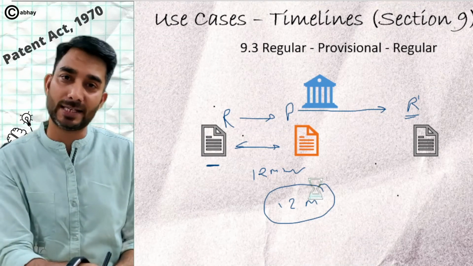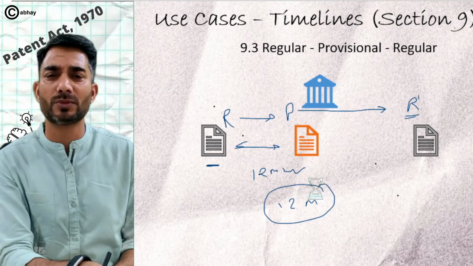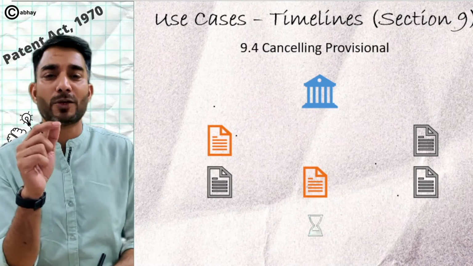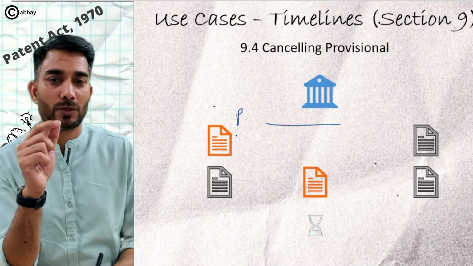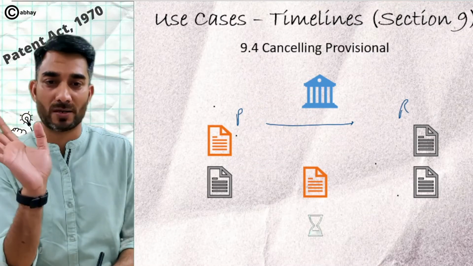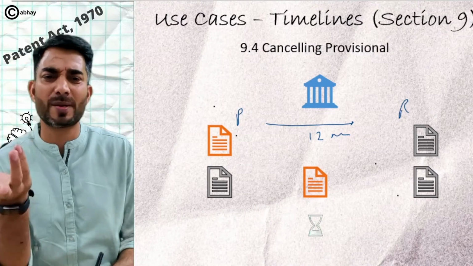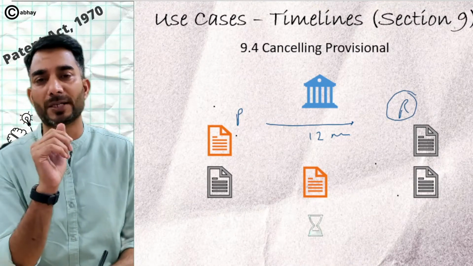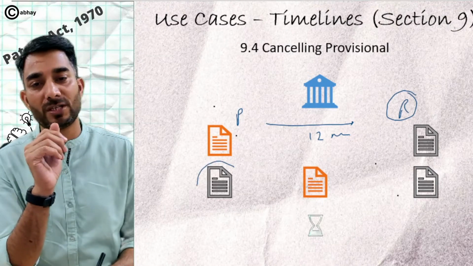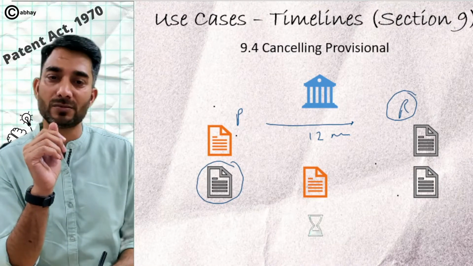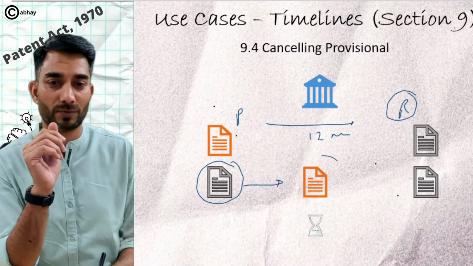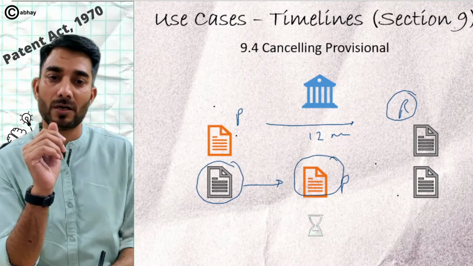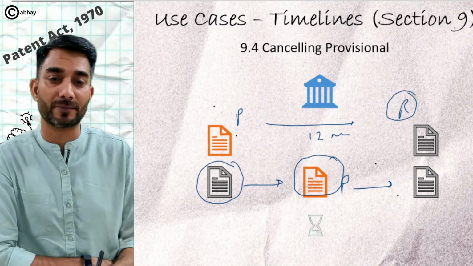Now, there is another case, let's see the case first. Where you have filed a provisional application, you convert it into a regular application as per 9.1, within 12 months. Or there could be another application, converted within 12 months into a regular application. Or as per 9.3, you had a regular application, you requested the controller to convert that into a provisional application, again within 12 months, and later on converted that into a regular application. All that is allowed. We are just doing 9.1 and 9.3 here.